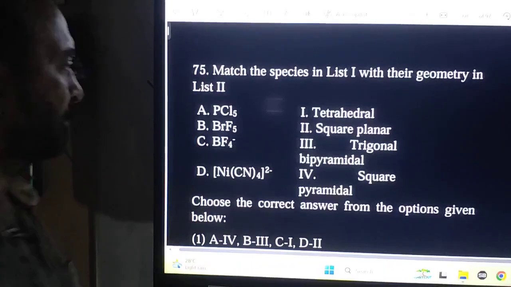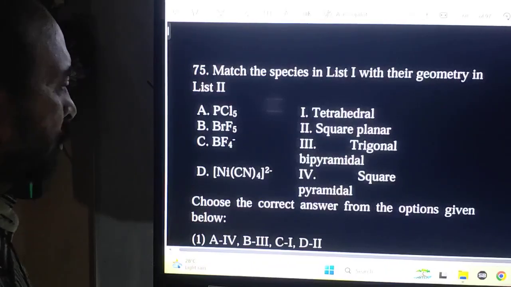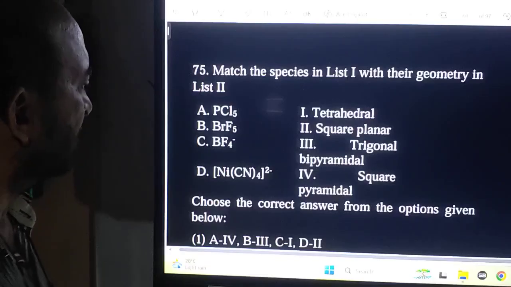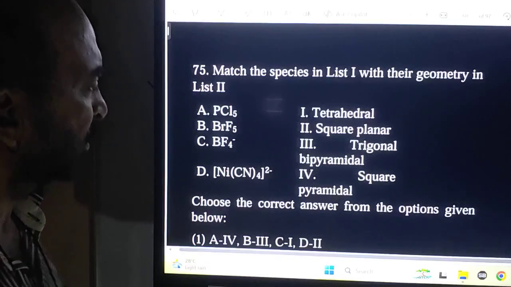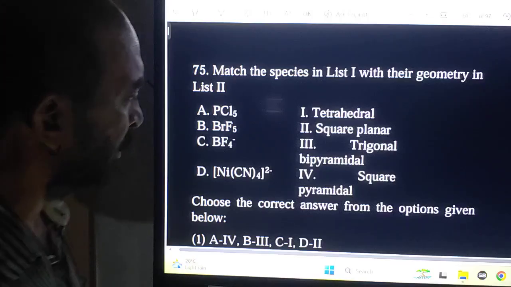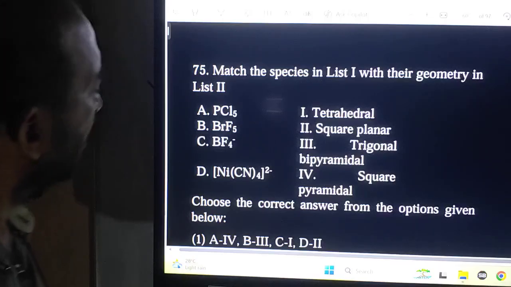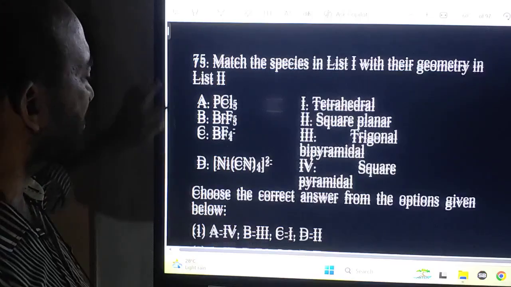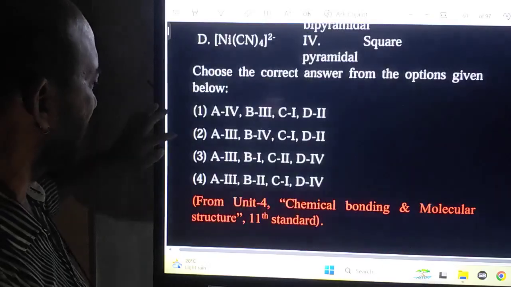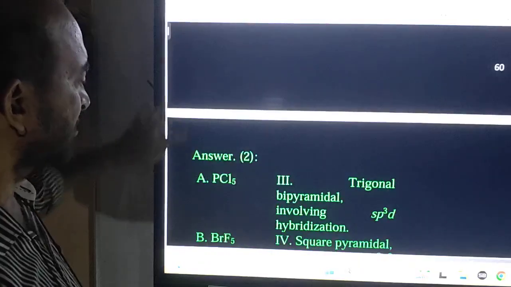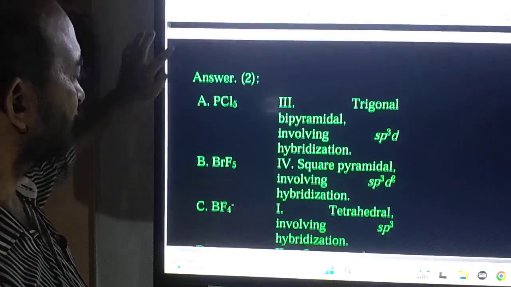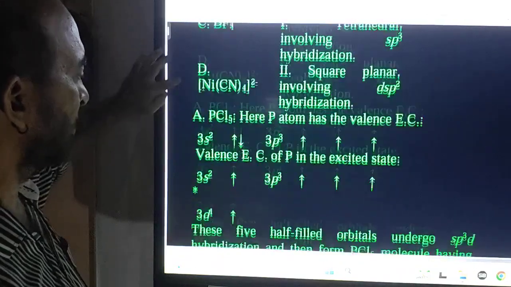The question is a matching type. On the left hand side column you have formulas: PCl5, BrF5, BF4 minus, Ni(CN)4 2 minus. On the other side you have tetrahedral, square planar, trigonal bipyramidal, square pyramidal. If you are already familiar with all this, you can easily cross match. Otherwise you will have to think in detail, isn't it? You will see how to verify.